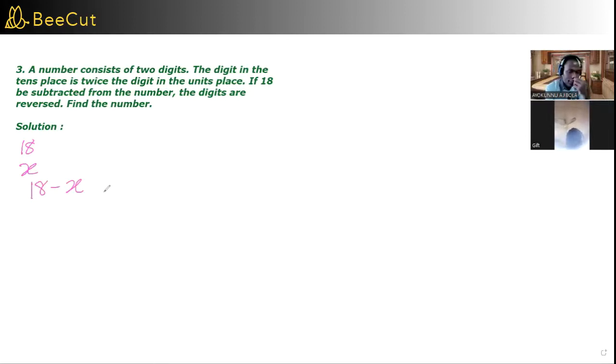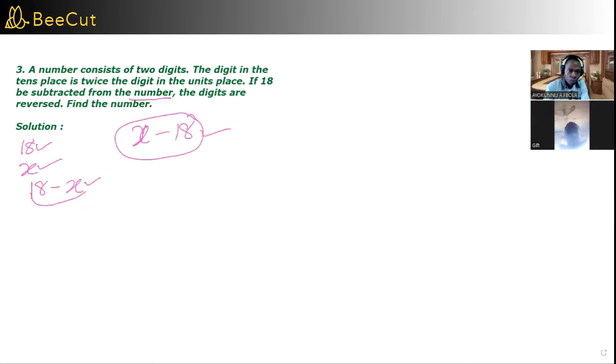Yeah, you are right in wanting to use X. But bear in mind, it says if 18 is subtracted from the number, not the number from 18. So it should be X, then you take away 18 from it. But because here we are talking about a two-digit number, we cannot just use X like that and say X is going to be the number.